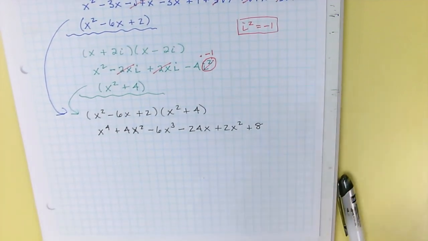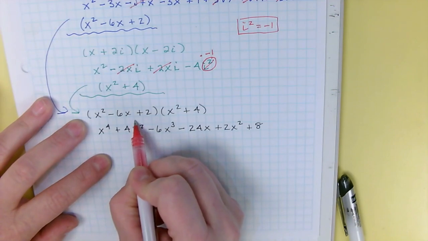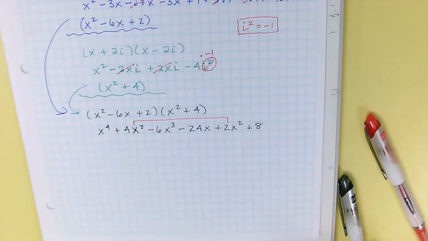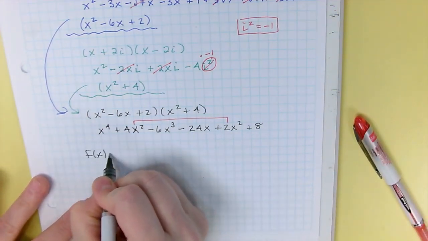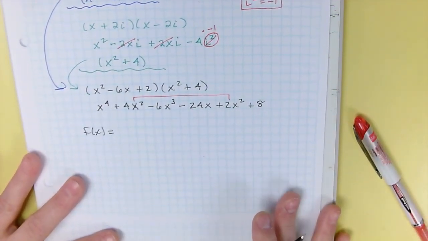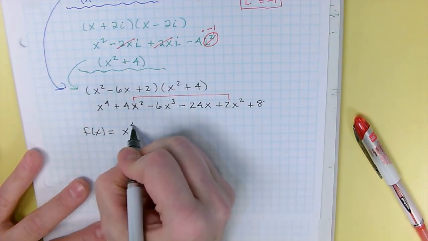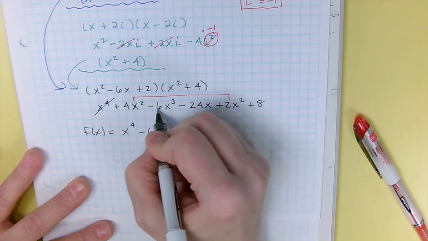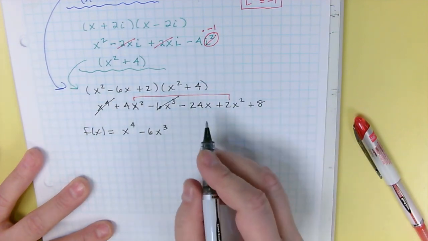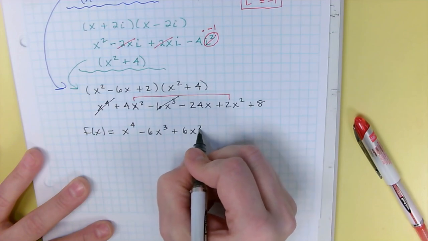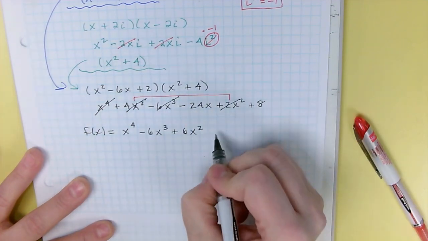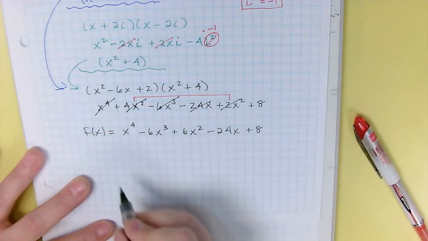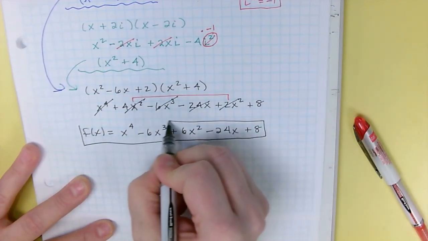Okay, what I usually do is I look ahead and ask, is there anything I'm going to add together? I think the only thing that's got a duplicate is the x squared term. Everything else is singular. So I'm going to start putting it into polynomial order. Highest power first, so x to the 4th, and then minus 6x cubed, and then 4 plus 2 is 6x squared, and then minus 24x and plus 8. And that is polynomial form.